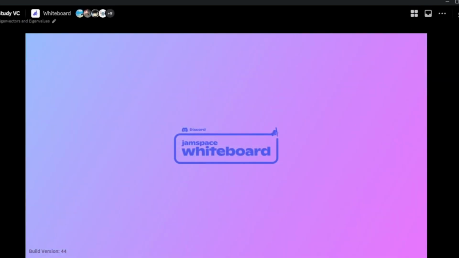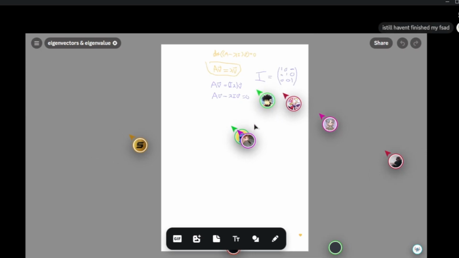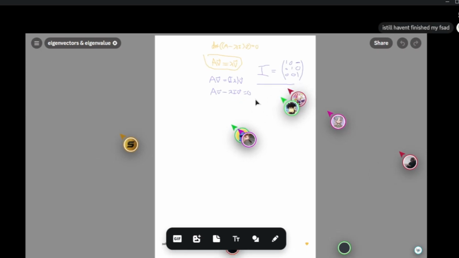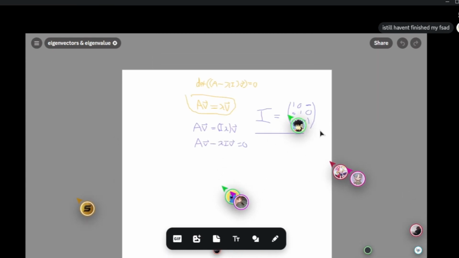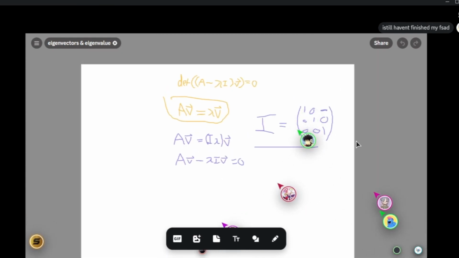It is literally just a square matrix of ones going diagonally. Basically, this is like the one version of multiplication. For matrix multiplication, this is like the one. This is what makes everything the same.